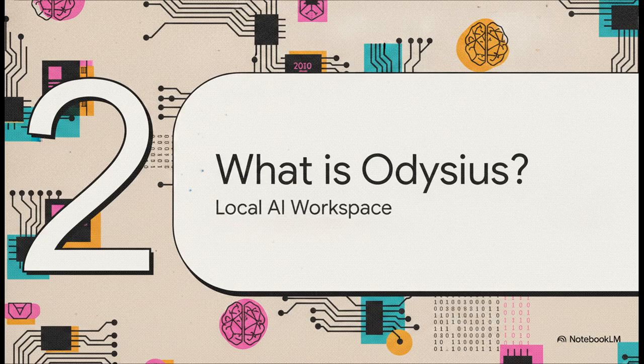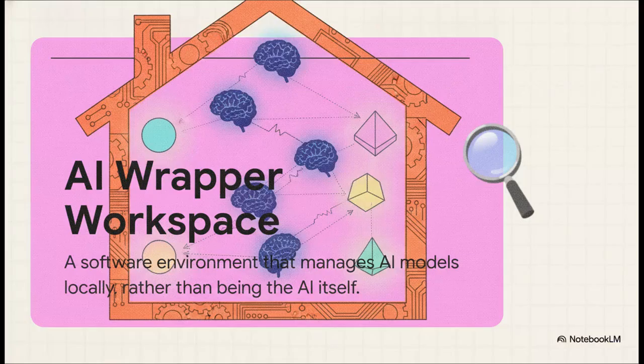What exactly is Odysseus? Let's clear this up right off the bat, so there's absolutely no confusion. Odysseus is not a brand new AI brain. It's what developers call a wrapper or a workspace. Think of it like a highly organized, super smart house. The house itself doesn't do the thinking, but it manages all the free AI models that you invite inside, giving you this perfect, seamless environment to work with them.